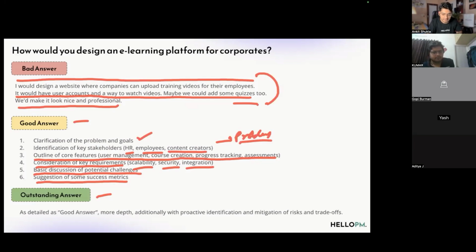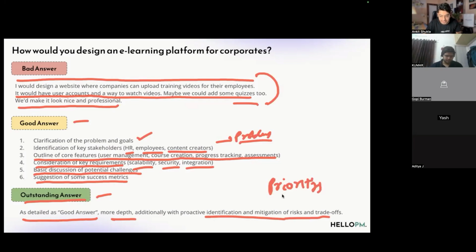And an outstanding answer could be as detailed as a good answer, but you are adding more depth and you are proactively identifying the risks and how you make the trade-offs. Prioritization is also very clear in an outstanding answer. So if you just avoid giving the first answer that comes to your mind, most of the time you are going to give a better answer.